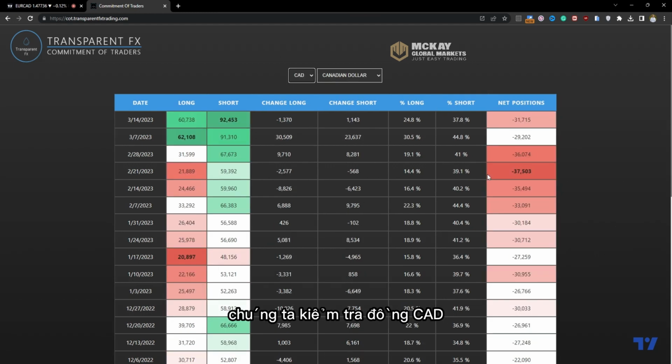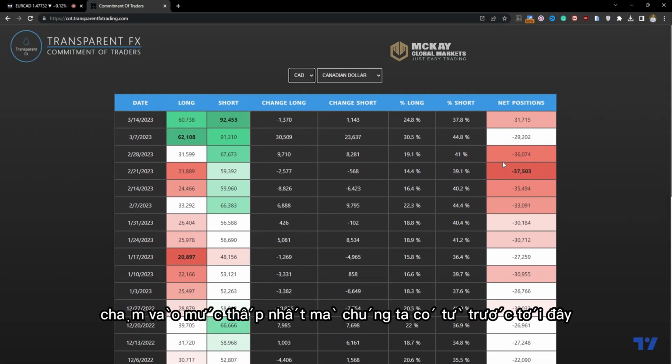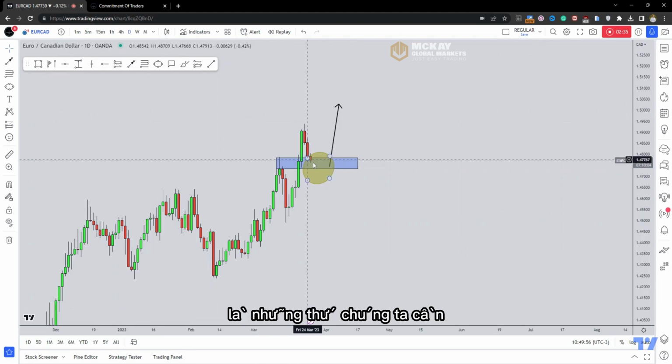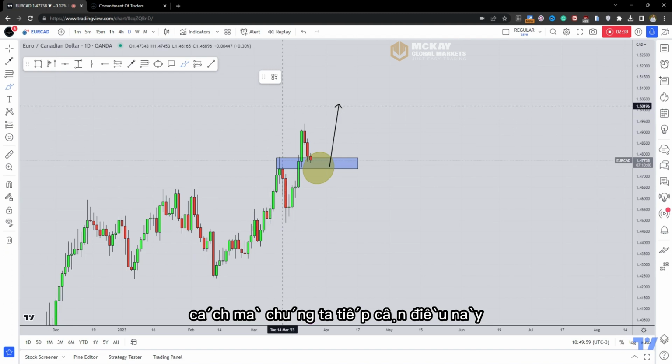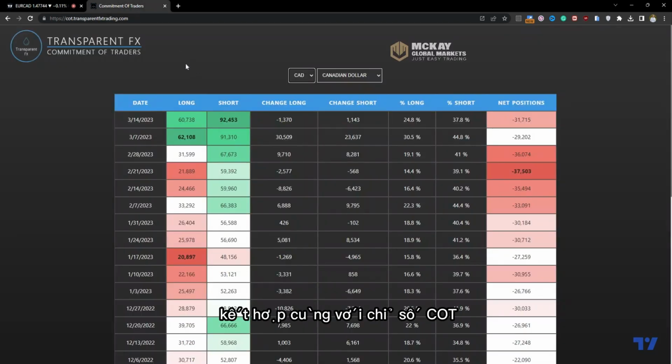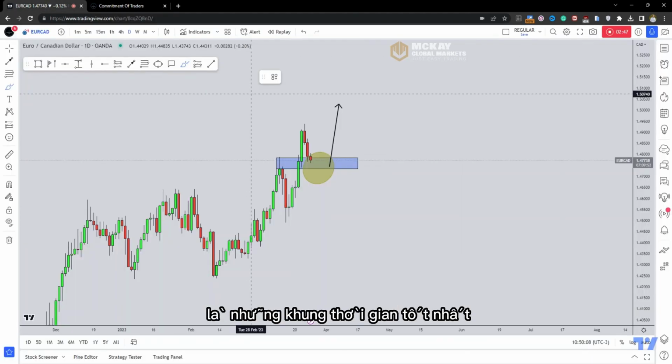We check the CAD and we can see how on the CAD net positions are getting decreased, reaching some of the lowest levels that we had so far. And a strong euro and weak CAD is exactly what we need for a potential rejection to the upside. So the way in which we could be approaching this is, as usual, by being reactive and not predictive. The monthly, weekly, and daily combined with the COT data, those are the best time frames from a directional perspective.